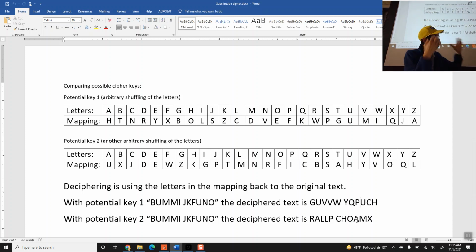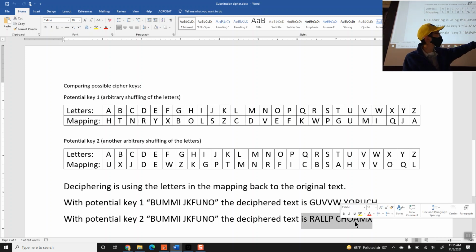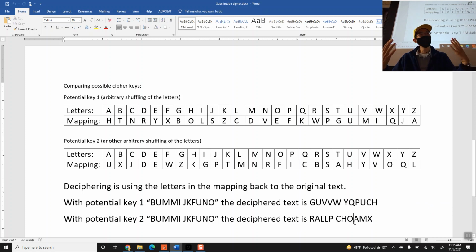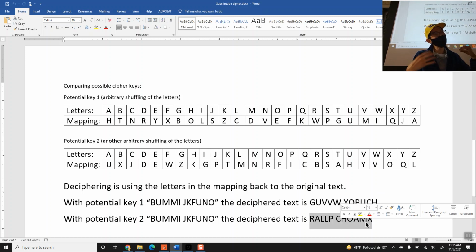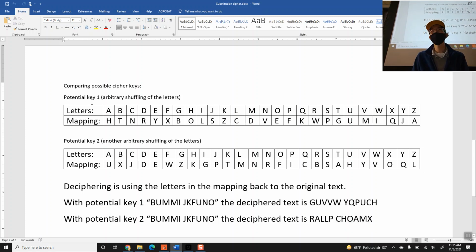So there's something that tells us this text looks more probable than this text. And because this text seems more probable than this text, that makes potential key 2 more probable than potential key 1. Does that kind of logic make sense?